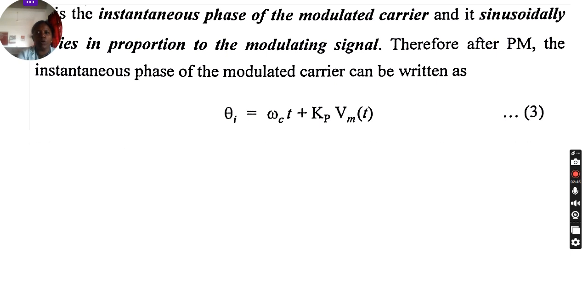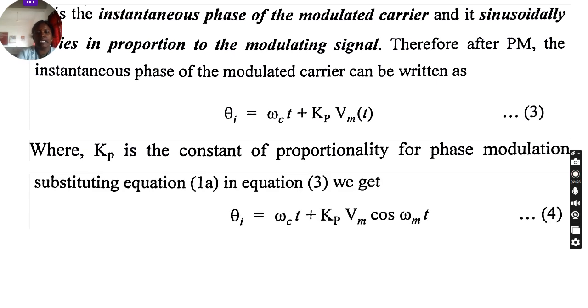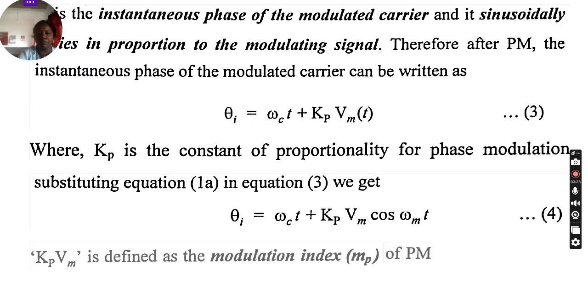The instantaneous phase of the modulated carrier varies sinusoidally in proportion to the modulating signal. Therefore, after phase modulation, the instantaneous phase of the modulated carrier can be written as theta equals omega ct plus kp Vm of t. That is equation number 3, where kp is the constant of proportionality of phase modulation. From equation 1 and equation 3, Vm of t is the modulating signal, so substituting it, we get theta equals omega ct plus kp Vm cos omega mt.